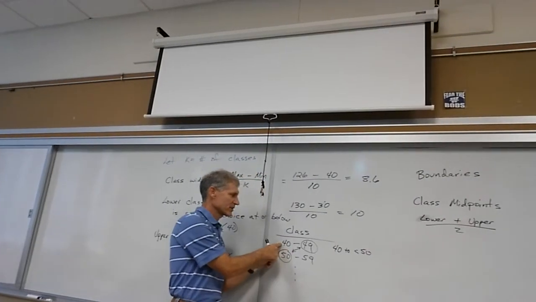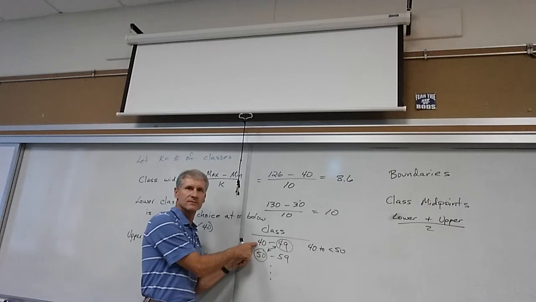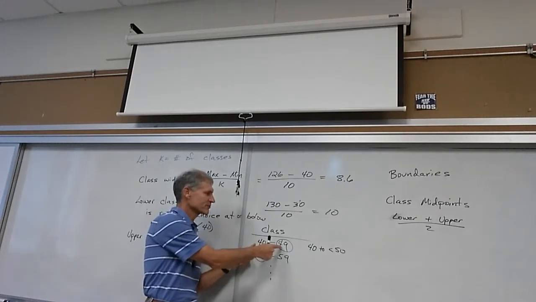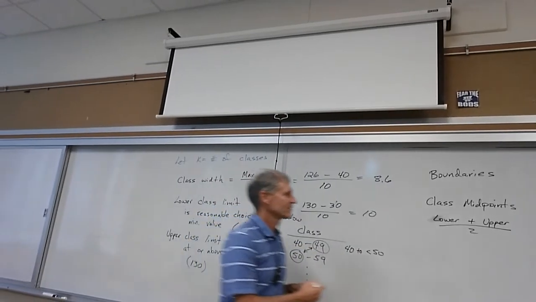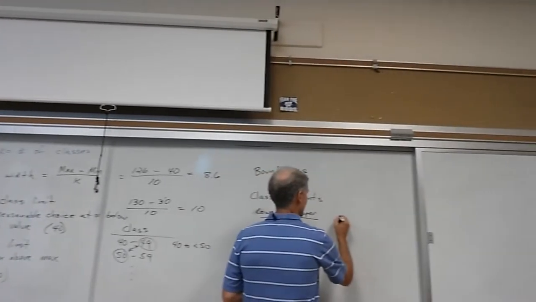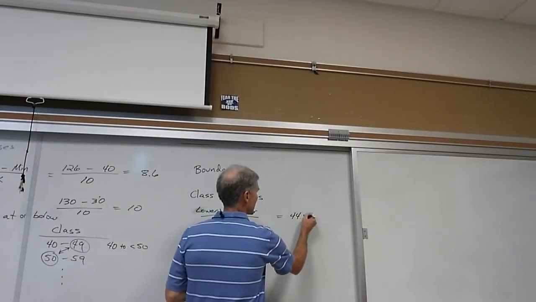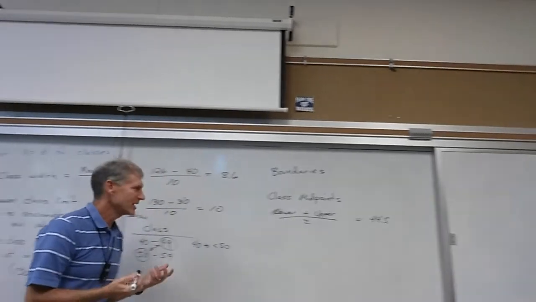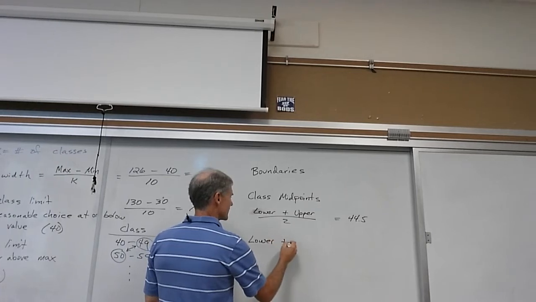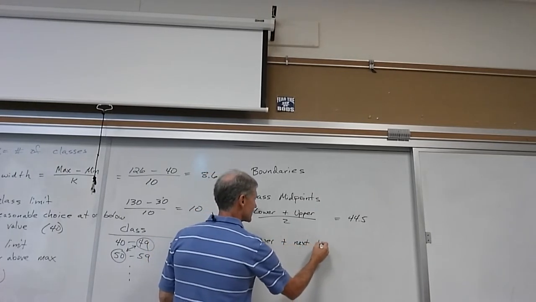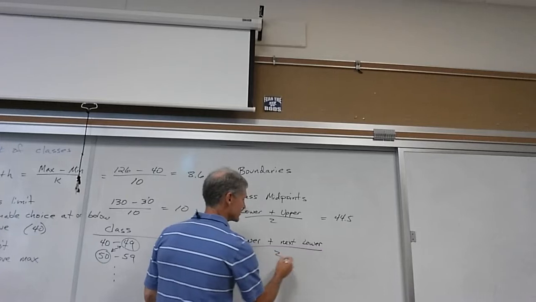So what's my midpoint of this first class? It's not a trick question. 44.5. 40 plus 49 is 89. Divide by 2, you get 44.5.